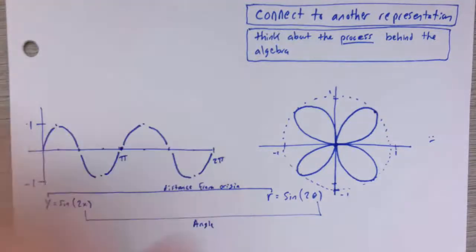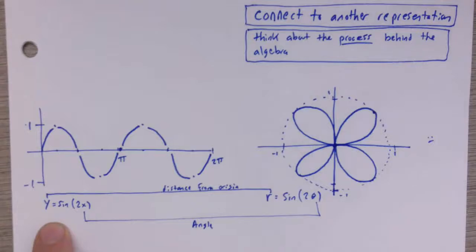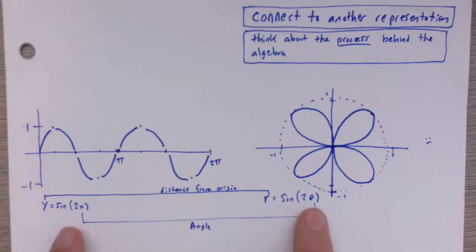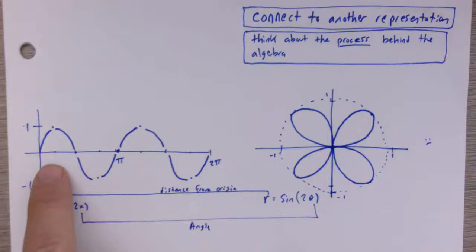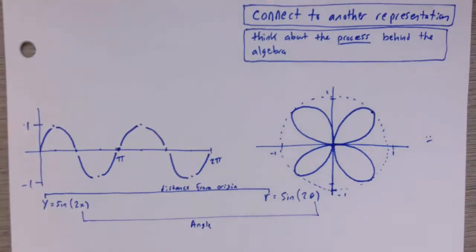So let's compare this polar version to the rectangular version, and let's interpret corresponding parts of the equation in the same way. So here we can interpret x as being the angle and y as being distance from the origin, which is what they mean over here in the polar version. And now you can start noticing some similarities.